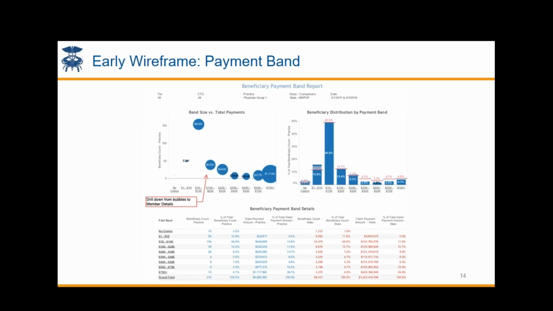This slide is a wireframe that shows some visual representations of beneficiary distribution by payment bands. So for example, in this slide, you can see the majority of the patients are falling in that $1,000 to $10,000 claim band on the right side. Furthermore, the bubbles, if you click on one of those, that will take you through to the drill throughs of the patient level detail. Next slide.